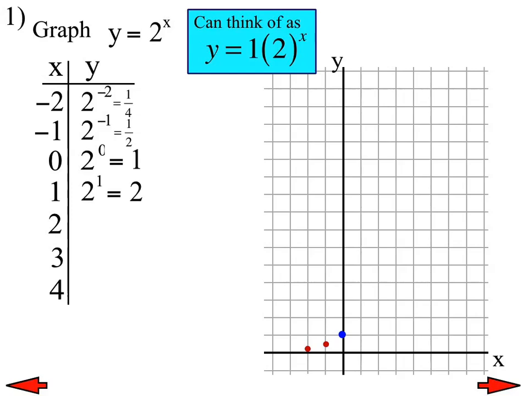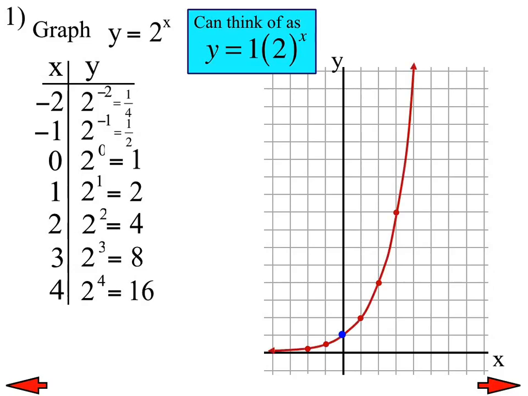2 to the first is 2. Plot (1, 2). 2 to the second is 4. (2, 4). Plot that. 2 to the third is 8. (3, 8) is plotted right there. And then when x is 4, we have 2 to the 4th, which is 16. So we have an ordered pair that's (4, 16). And then when we connect those together, that's what the graph of y equals 2 to the x power should look like.